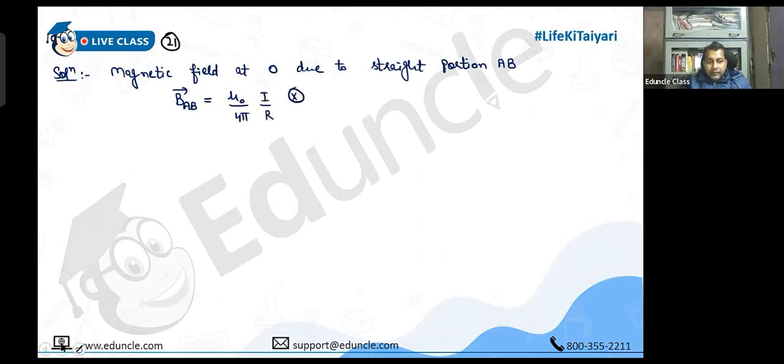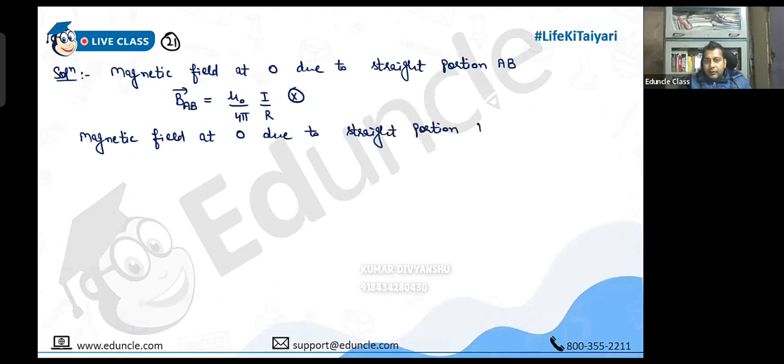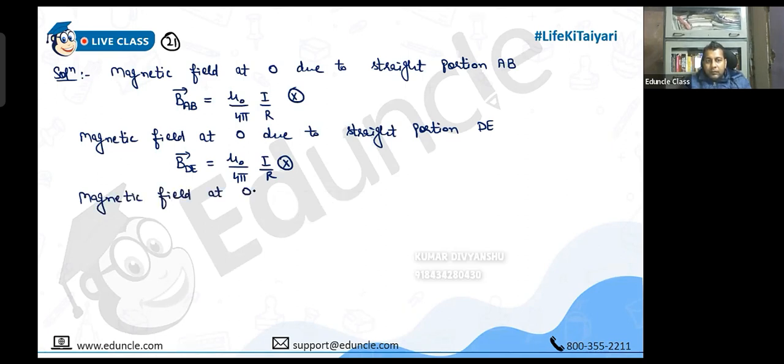I by R will come. See the direction. Magnetic field at O due to straight portion DE. This one. And magnetic field at O due to circular portion.